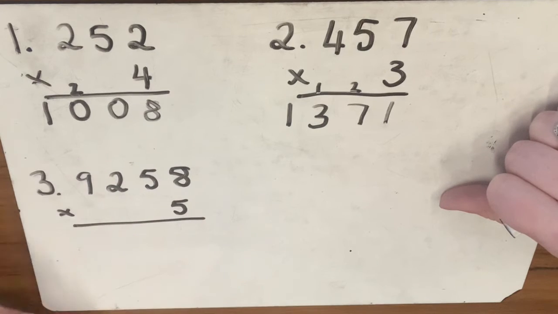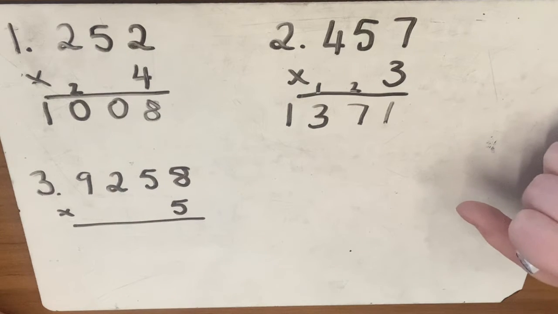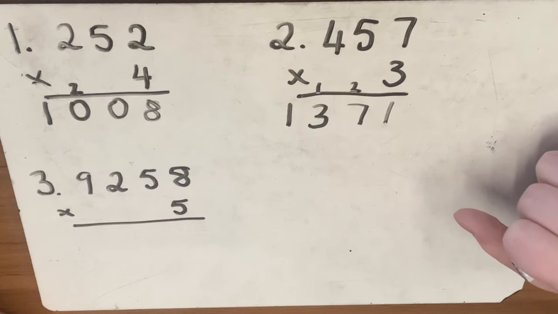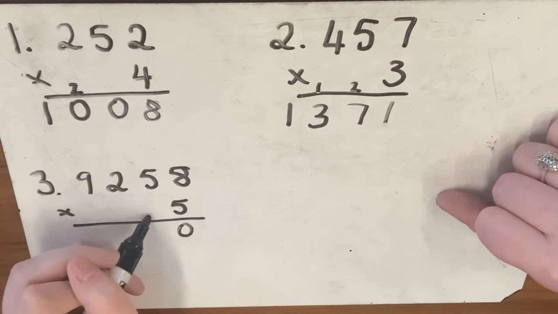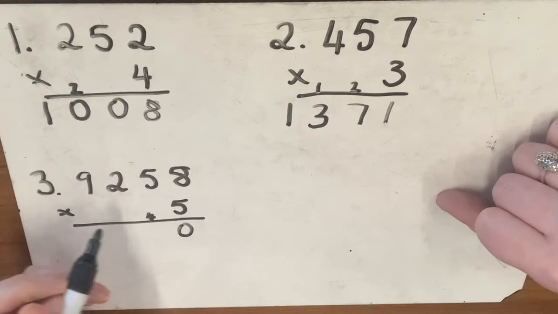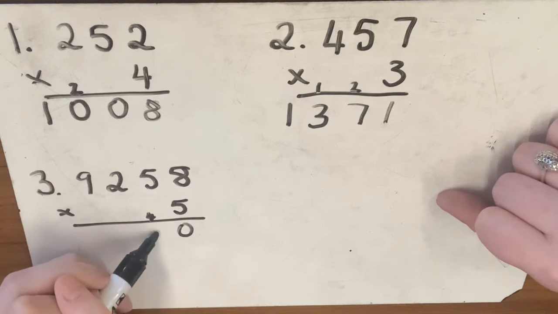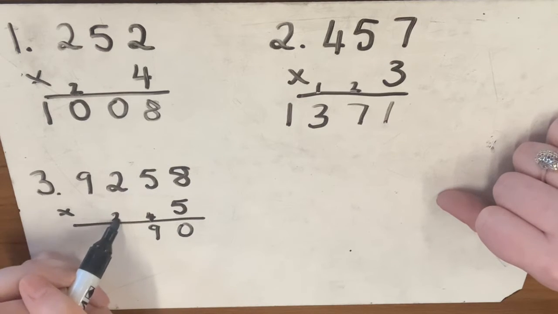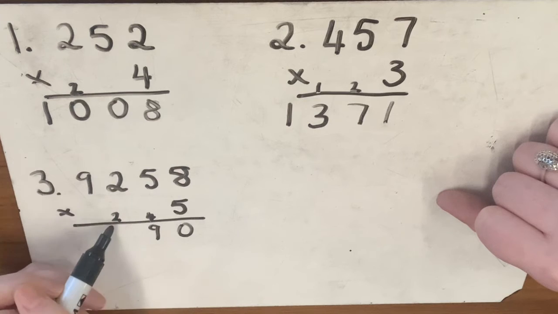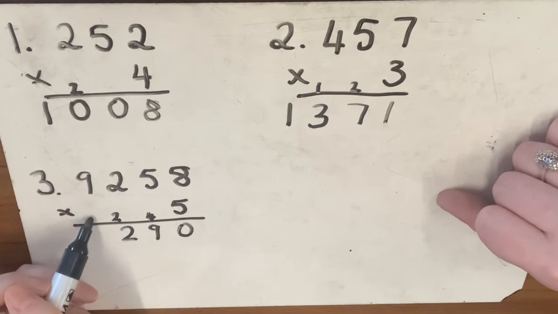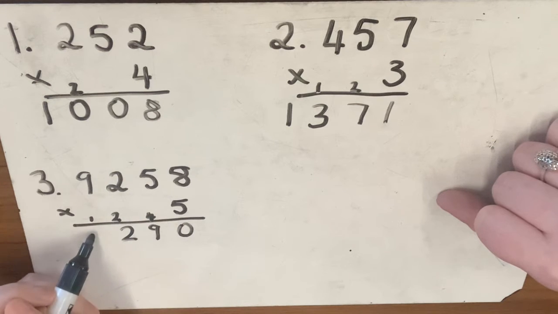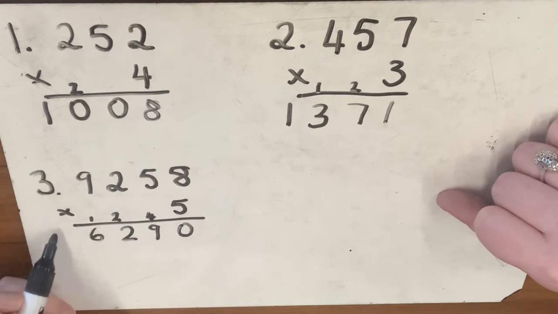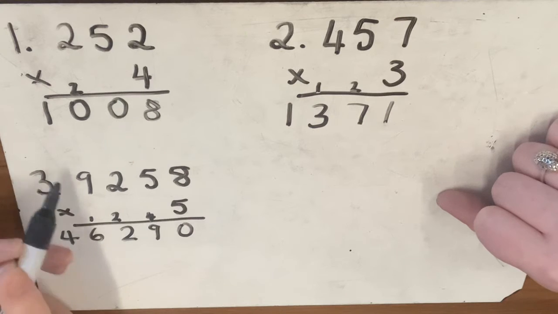So we've got 9,258 times 5. So pause me and try that. Okay. So we've got 8 times 5, which is 40. So I put my 0 here and I carry my 4 next door. 5 times 5 is 25, plus 4 more is 29. Carry my 2. 5 times 2 is 10, plus 2 is 12. Bring my 1 here. 9 times 5 is 45, plus 1 is 46. So I put my 6 here and I carry my 4 just next door because there's nothing there.